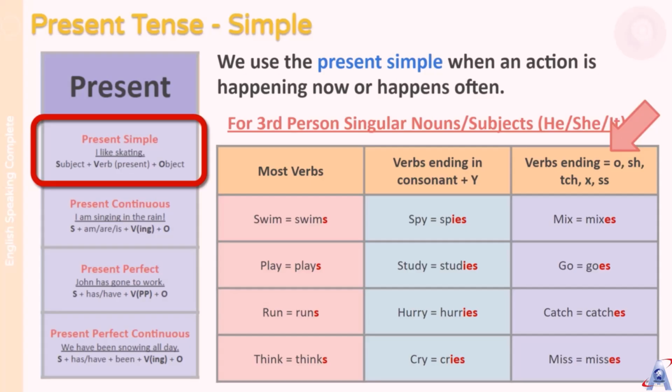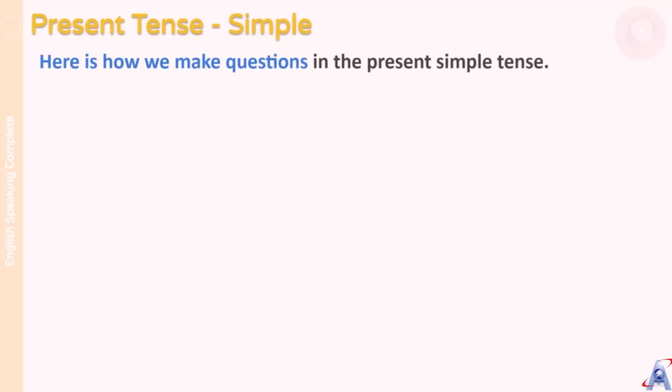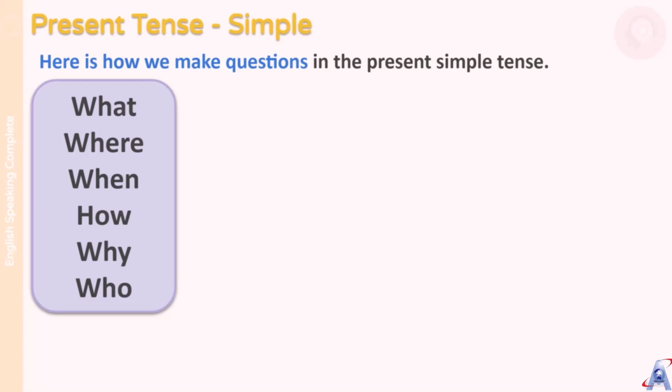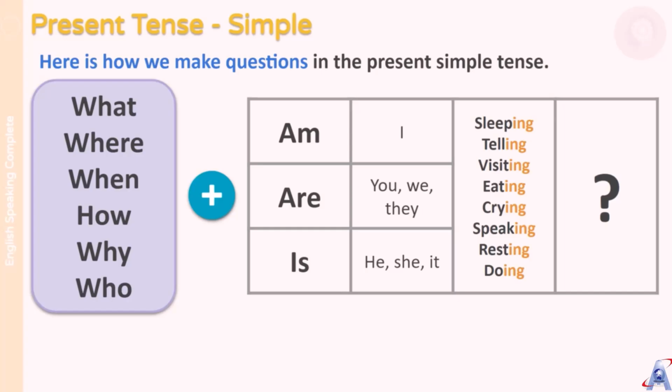Okay, so one other form I want to show you in the present simple tense is how to make questions in this tense. And it's quite straightforward. We have our awesome question words here, our 6 W's I like to call them. What, where, when, how, why, and who. So these are words that I use a lot in teaching, and we'll revisit them a lot throughout the course. So any of these words, if you want, plus, and here we have our formation from the present simple tense.